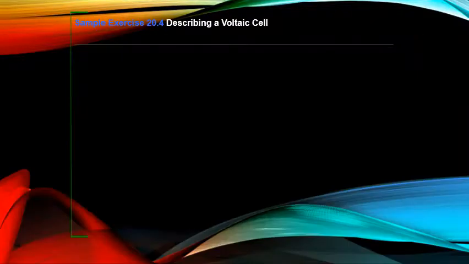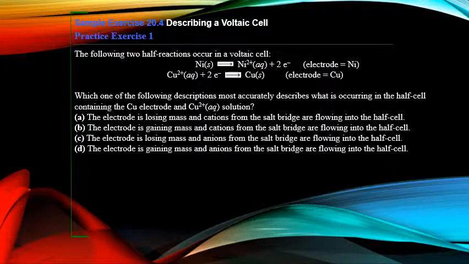All right, so let's take a qualitative look at what's taking place inside a voltaic cell here really quickly. I have two half reactions that are occurring in a voltaic cell. I have nickel as a solid going to Ni2+ plus 2 electrons. The electrode inside would be the nickel, again the solid, and then I have a second half reaction, Cu2+ plus 2 electrons forms Cu as a solid, and the electrode would be copper.